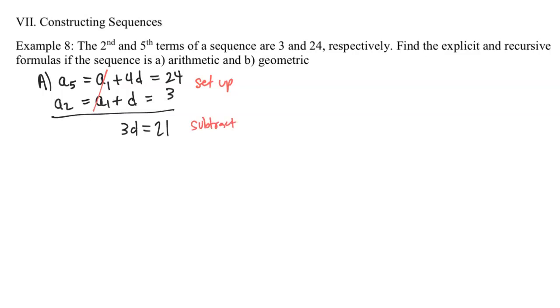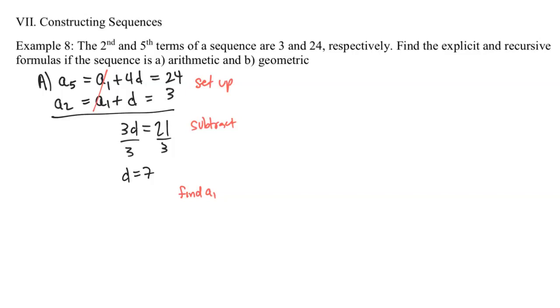Then I'm going to solve for d. When I divide by 3 on both sides, that gives me d is equal to 7. Now that I have my common difference, I can substitute back into one of the two previous equations and get my first term. So step 3, if you will, is to find a sub 1 by plugging back into the original equations. It won't matter which one you plug into. Either way, you're going to get the same answer.